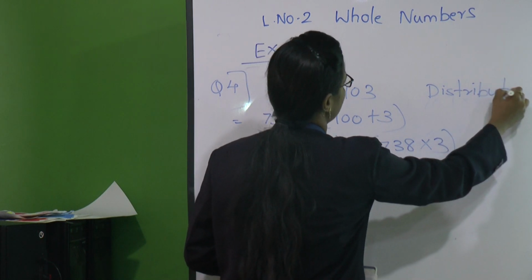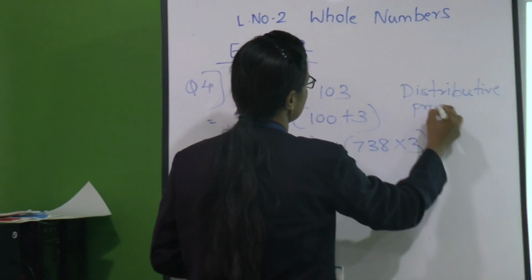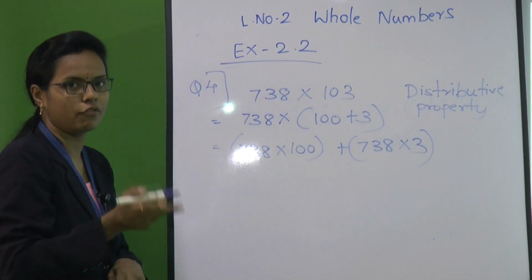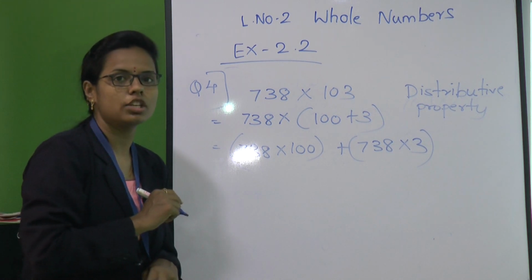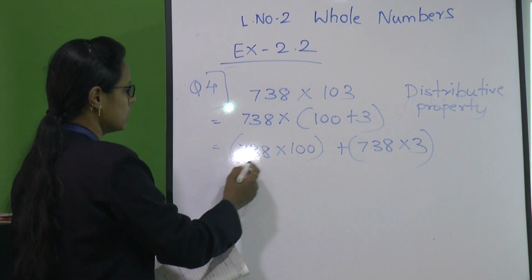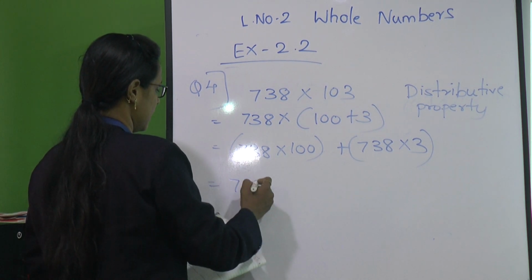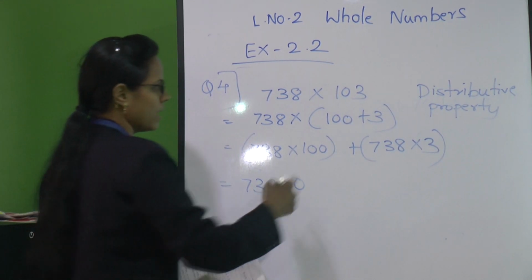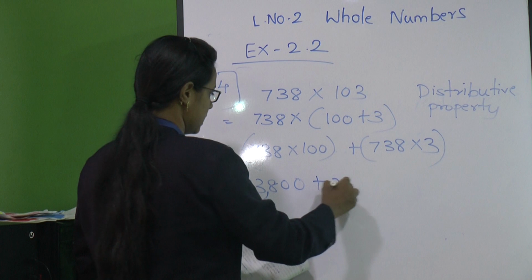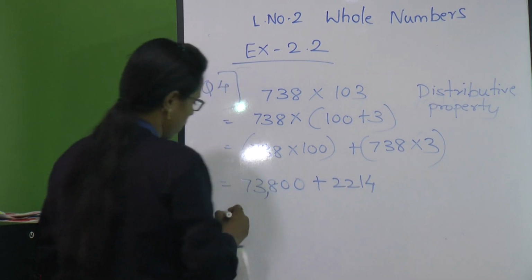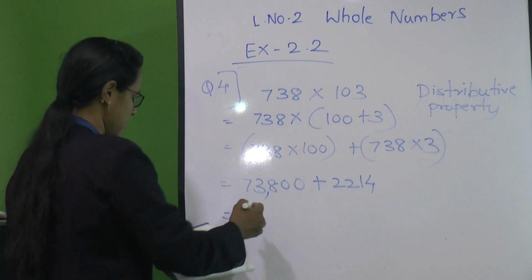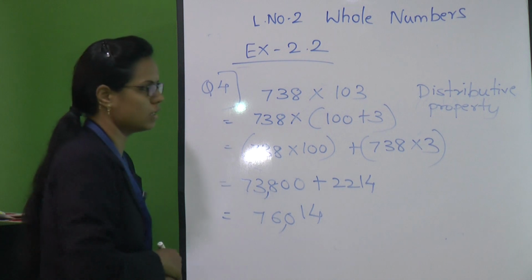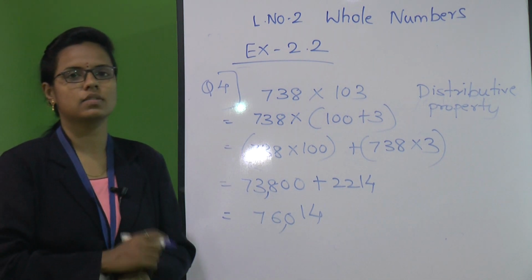Okay students, you have to remember which property we have used. 103 is expanded and distributed in two different numbers. So, we have used here distributive property. So, 738 multiplied by 100 is 73,800 and 738 multiplied by 3 is 2,214. When we add this, we get 76,014. So, these were the examples.